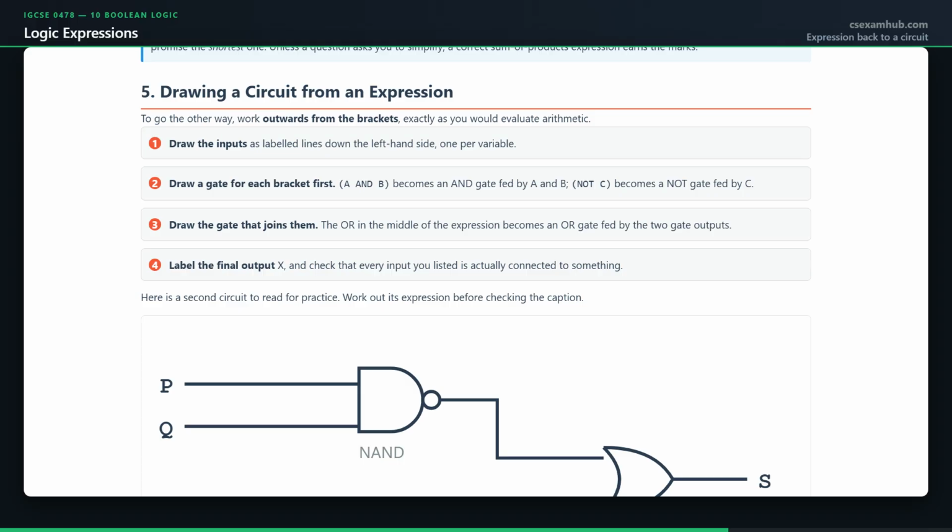Third, draw the gate that joins them. The OR sitting between the 2 brackets becomes an OR gate fed by the 2 gate outputs. Fourth, label the final output X, and then check that every input you listed is actually connected to something. A dangling input line is a common slip, and it is easy to spot if you look for it deliberately.